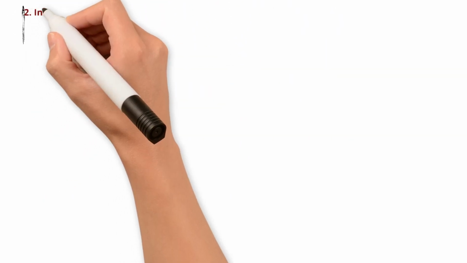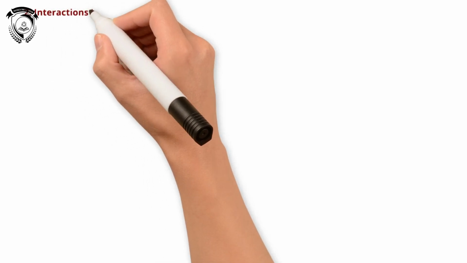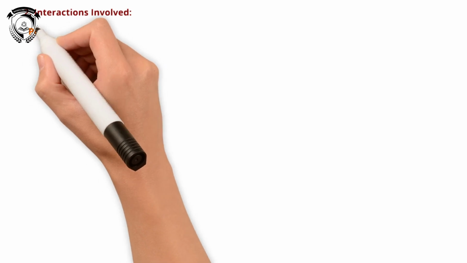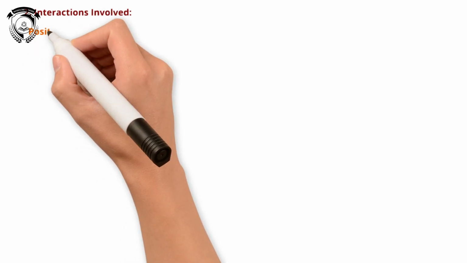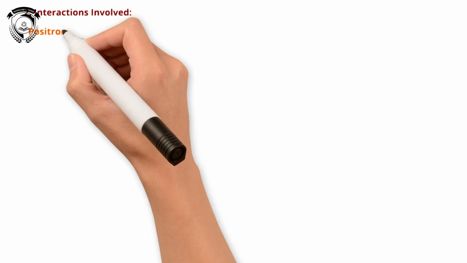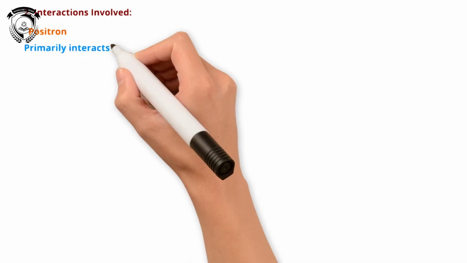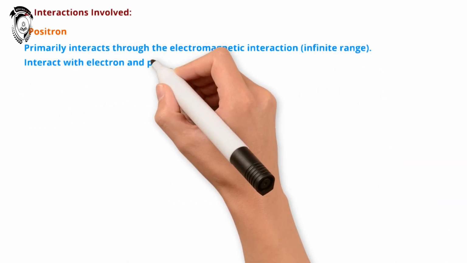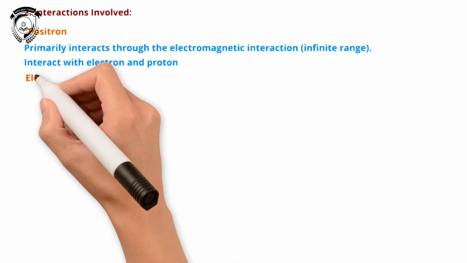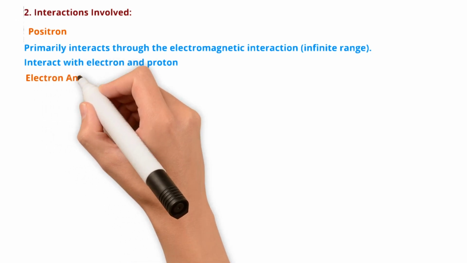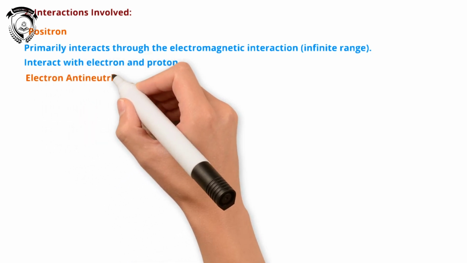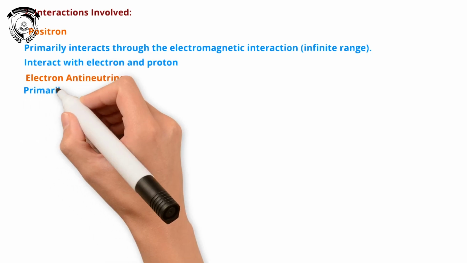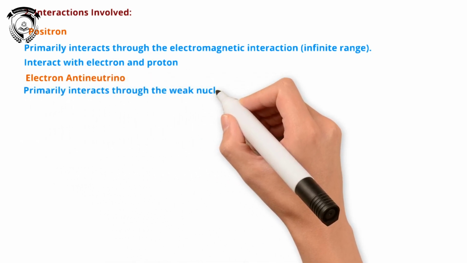This positron will interact through electromagnetic interaction. Remember, electromagnetic interaction has an infinite range. It will interact with the electrons and protons definitely. The electron antineutrino will interact through the weak nuclear interaction, so it will only interact with the electron. So what is our conclusion? We conclude that the positron will travel a shorter distance. Why? Because it is interacting through electromagnetic interaction, which has infinite range, and interacts with more particles, which are electrons and protons, and that also for a greater range.